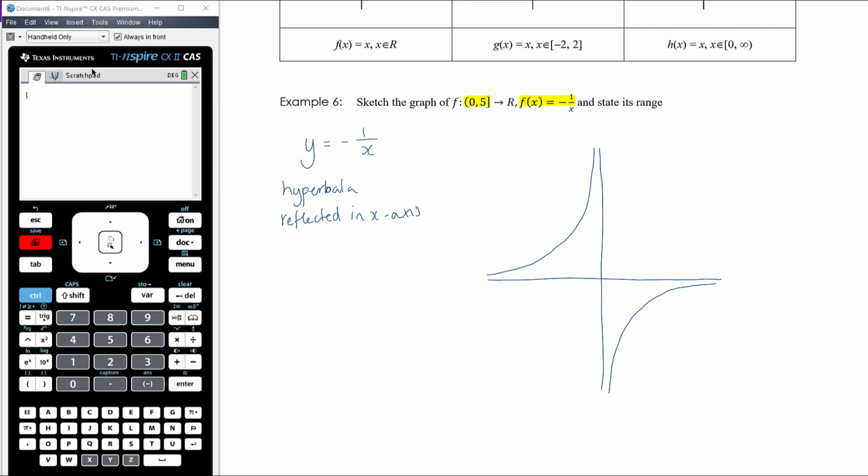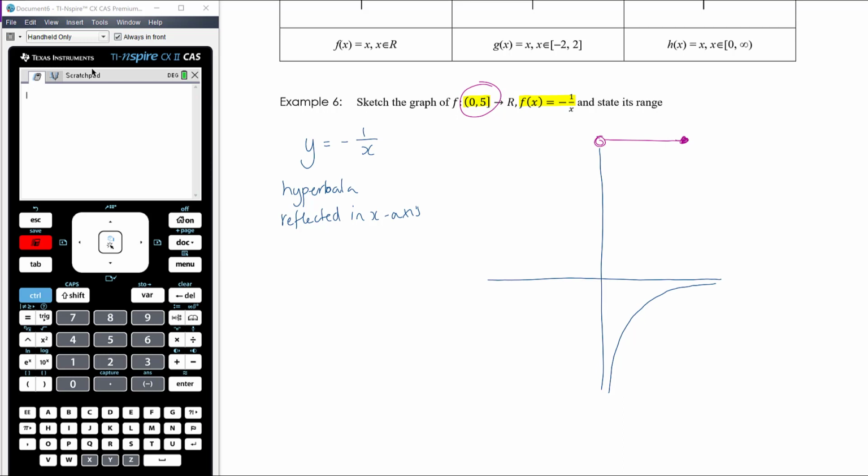Okay, so that would be the graph of y equals -1 on x with no restriction at all. But we only want to draw this graph for this domain, where x is bigger than 0 but less than or equal to 5. So therefore we don't want this bit up here at all. We're essentially only drawing it over that range there.